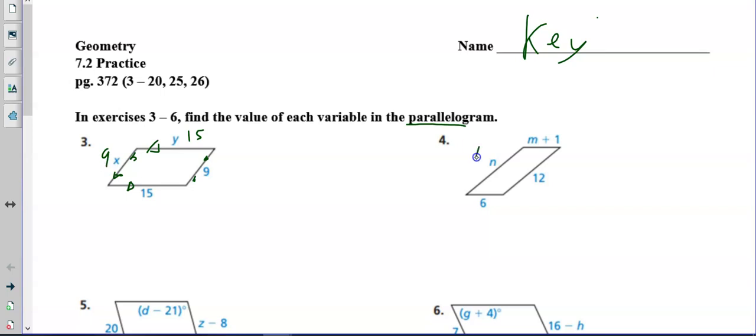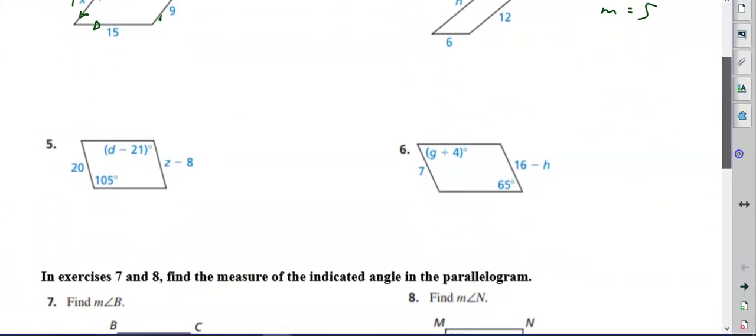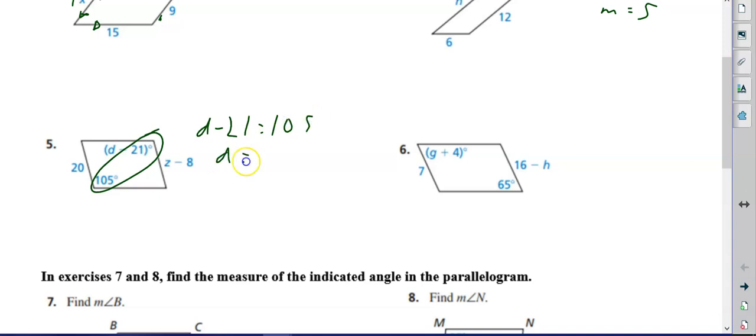So, number 4, this is clearly 12. But over here, there's a little bit of work. M plus 1 is equal to 6. So that means M is 5. Because 5 plus 1 would give you the 6. Also, in this case, opposite angles are equal. So D minus 21 is equal to 105. Therefore, D is 126.